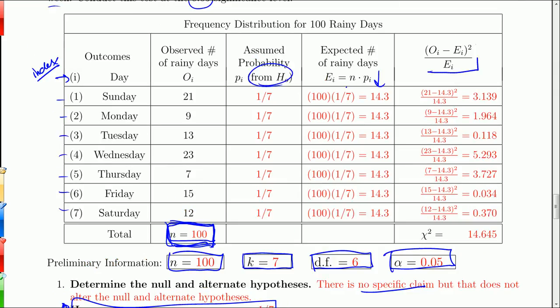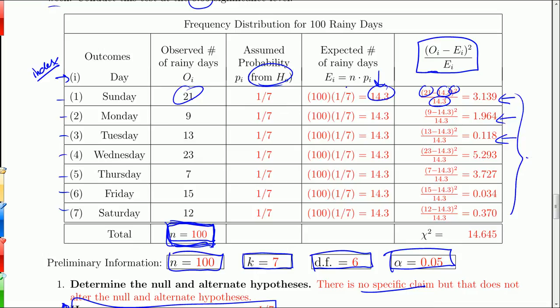That's what this up here. O sub i minus E sub i all squared divided by E sub i. And so again, the 21 comes from here. The 14.3 comes from here. Don't forget to square it. Divide everything by E sub i. You get 3.139. If you do this for each row, you get all of these values.